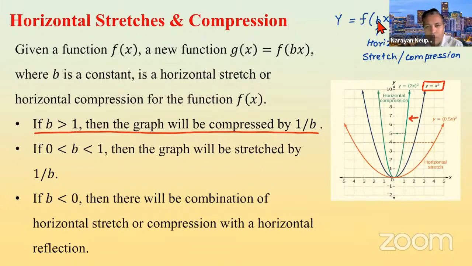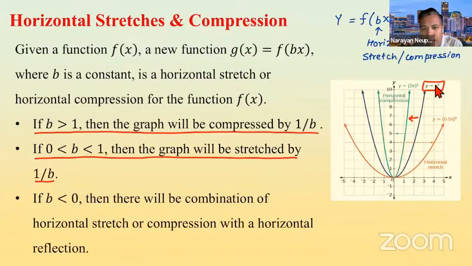But if the value of b is between 0 and 1, when I say between 0 and 1, the value is like 0.1, 0.2, 0.3, 0.4, numbers like that, then, as in the second point there, the graph will be stretched by the factor of 1 over b. The graph will be wider. So let me show you. See, here is our original graph, x squared.